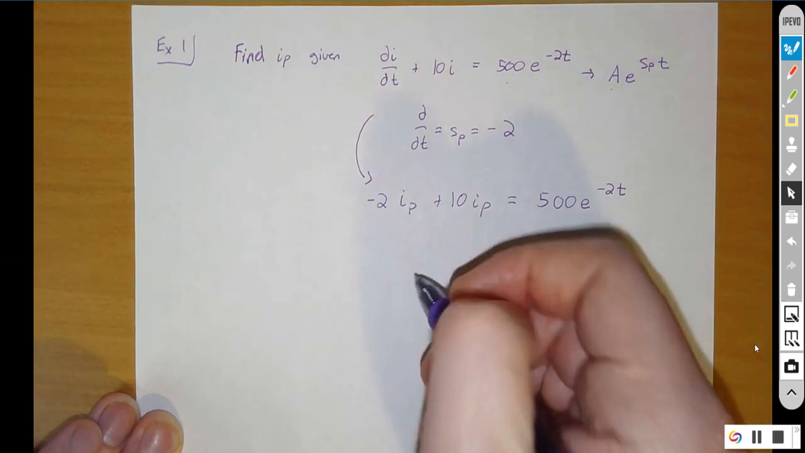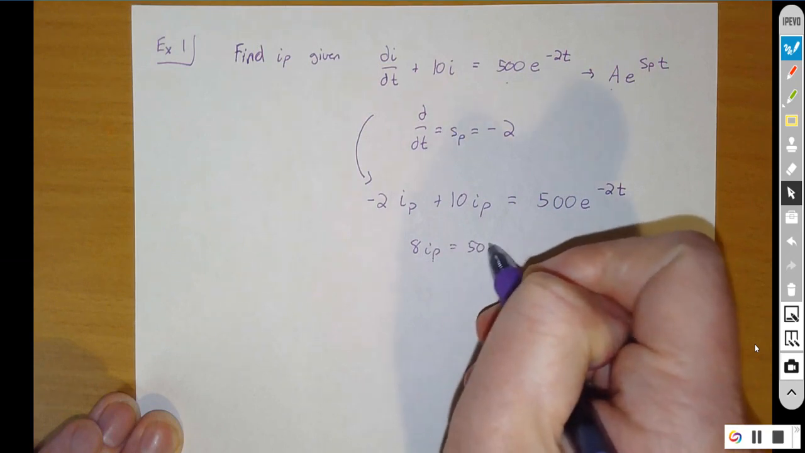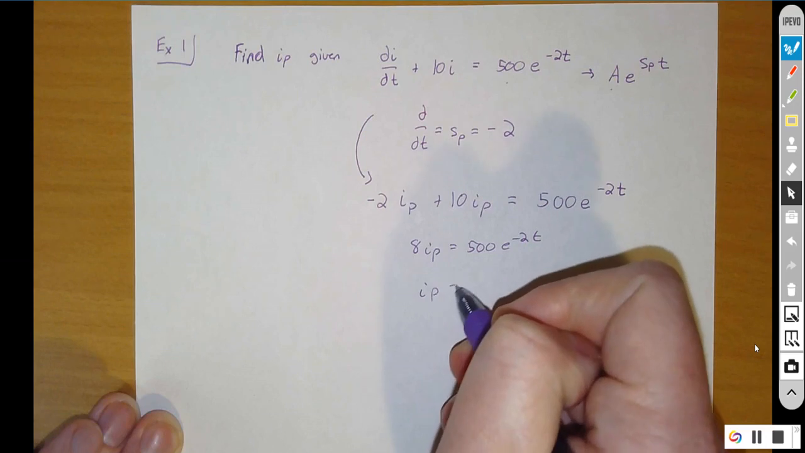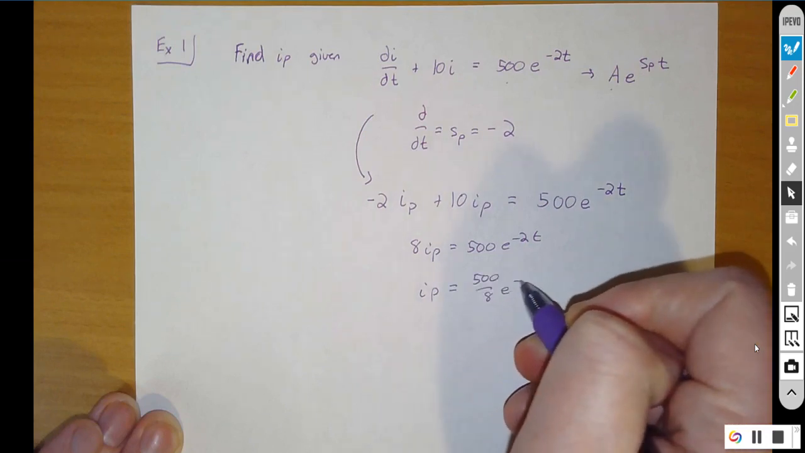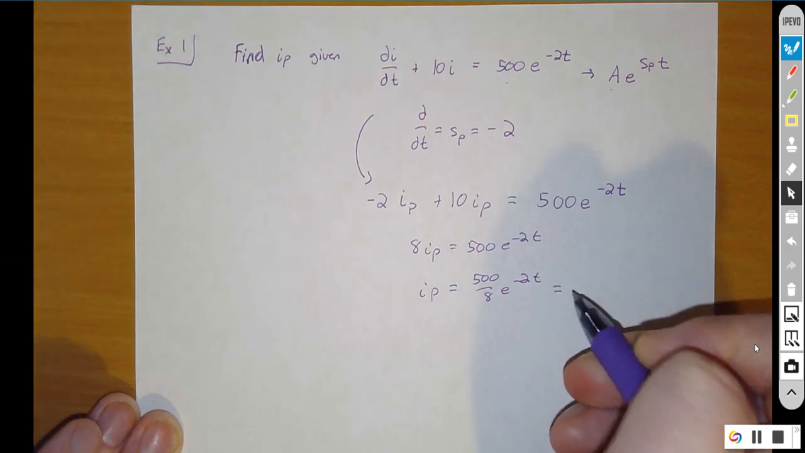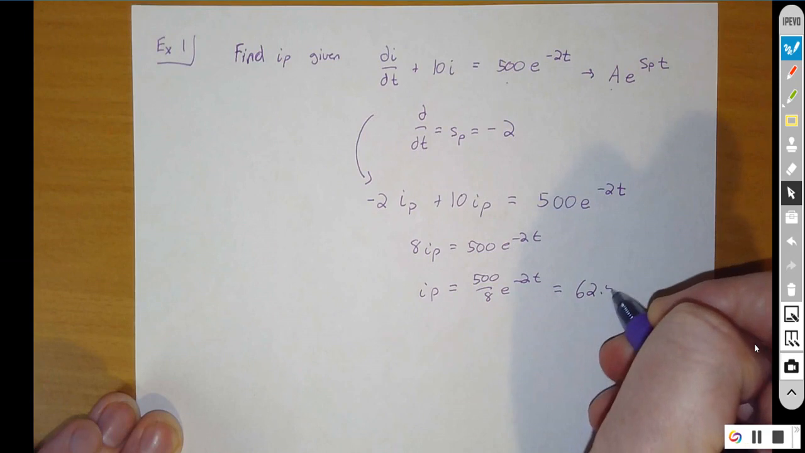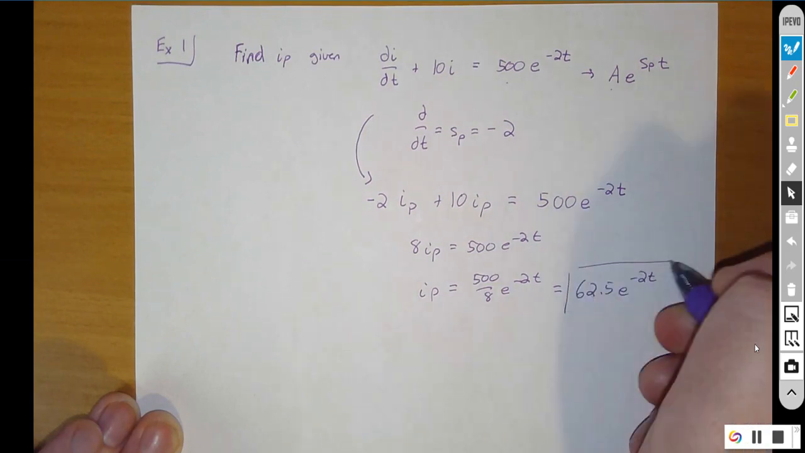We do some quick math and find that we have 8 I particular equal to 500e to the negative 2t. Finishing up, we have I particular equals 500 divided by 8 times e to the negative 2t, and that simplifies down to 62.5e to the negative 2t. So this would be the particular response.